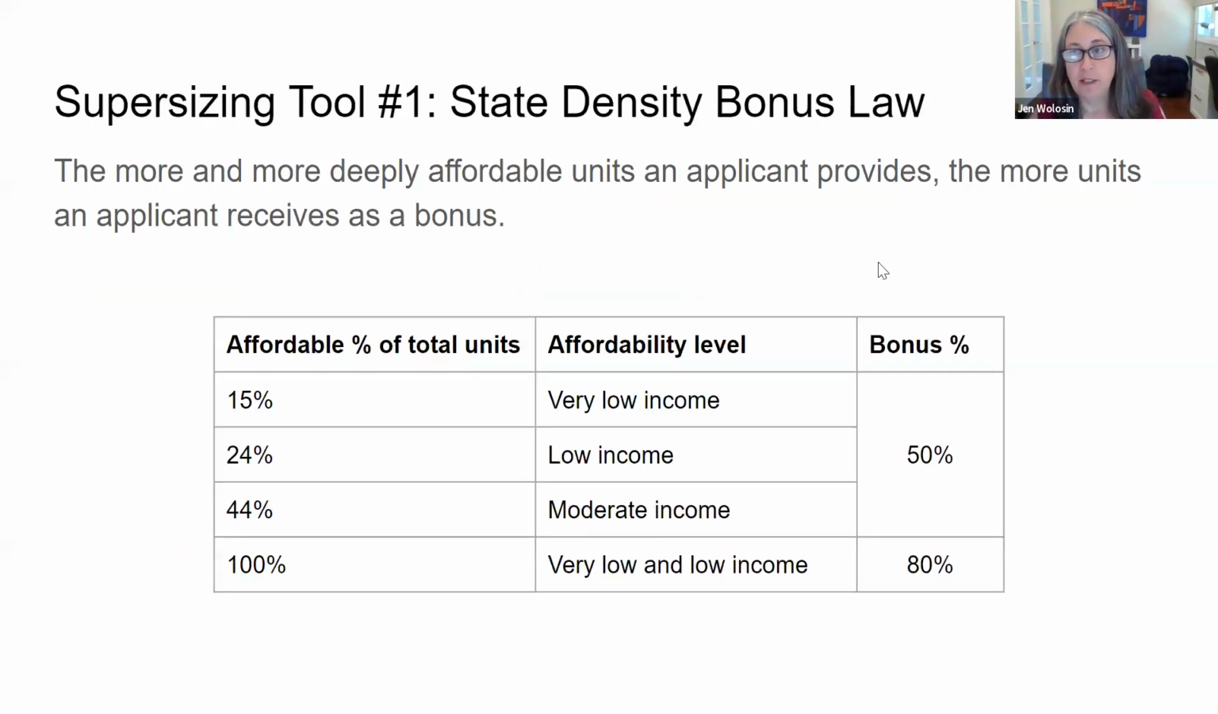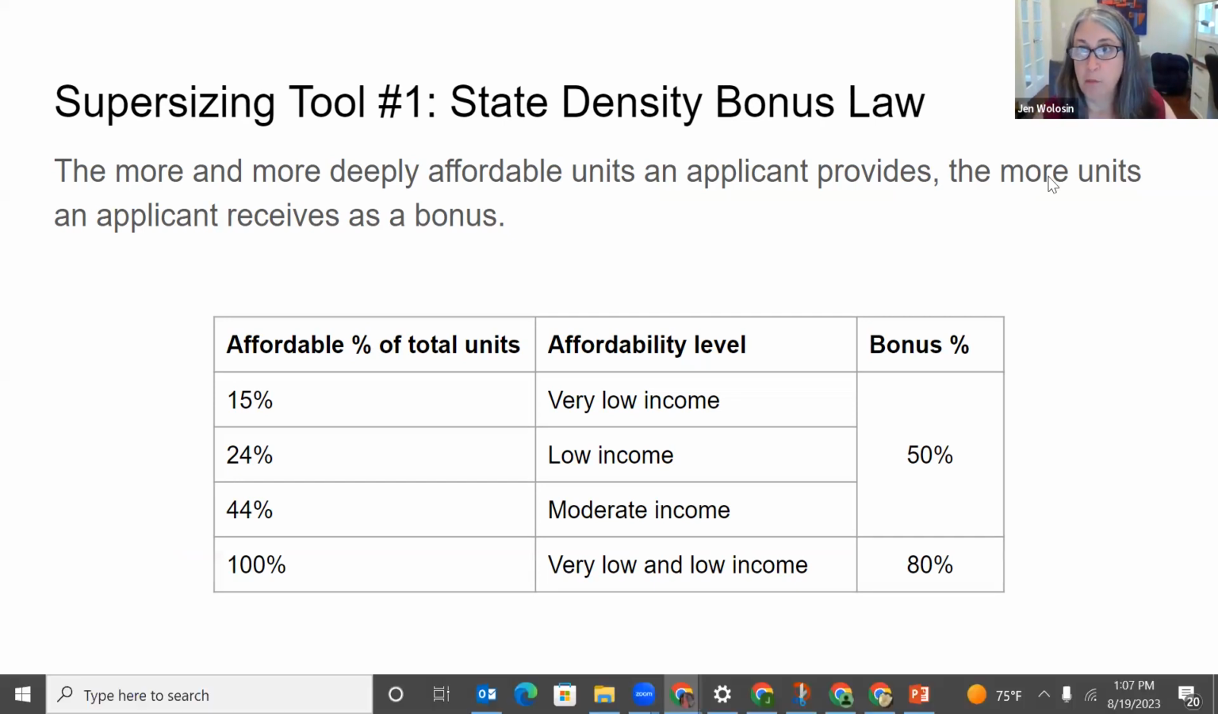Okay, so let's talk about that first supersizing tool, which is called the state density bonus law. Basically the state says, if your development has more affordable units and are more deeply affordable, they're going to give a bonus. So let's look at the very bottom here. If a project has 100% of their units as affordable, then they're going to give an 80% bump, and those are all very low and low income. If the project has maybe 15% for very low income, they'll give a 50% bump.